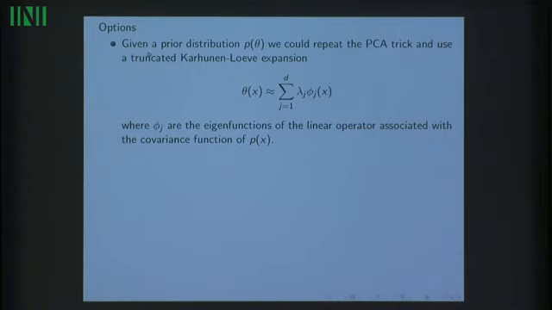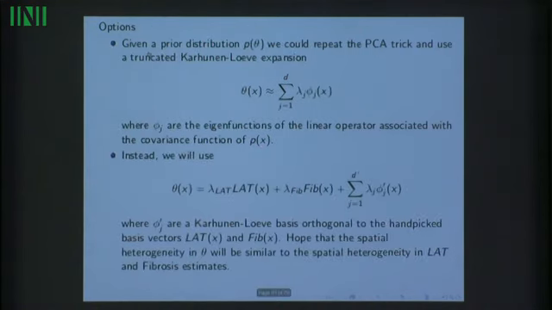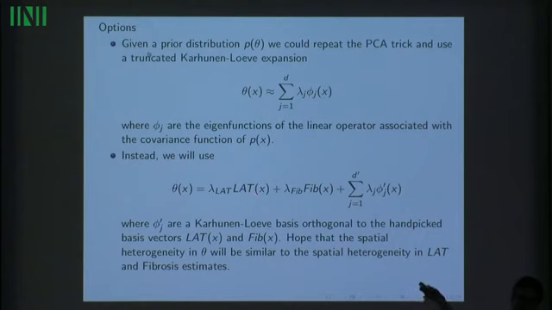But this would be from the covariance function of our prior. Instead, we're going to try and use our LAT maps. So we're going to use some sort of KL expansion, but we're going to add in some boutique covariance functions. So we're going to use, say, the LAT map we've interpolated, and maybe a fibrosis map that's estimated by other means, or maybe a conduction velocity estimate here, and try and use this to represent the spatial variability.